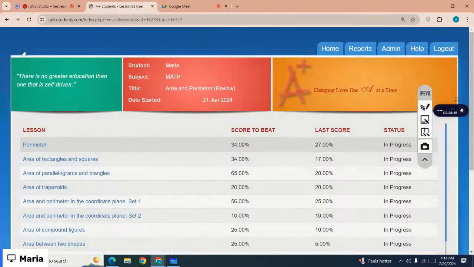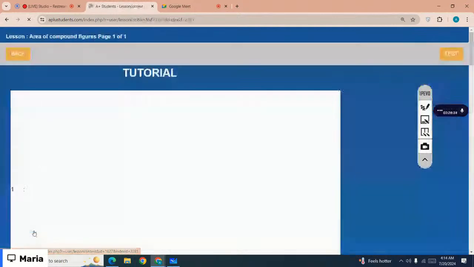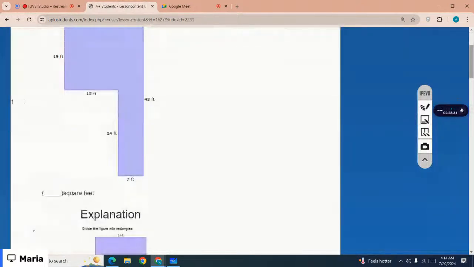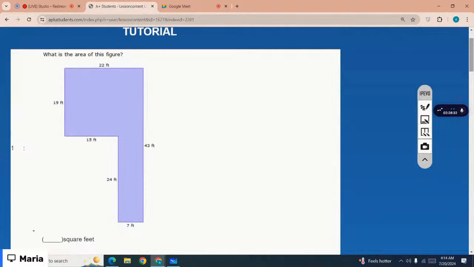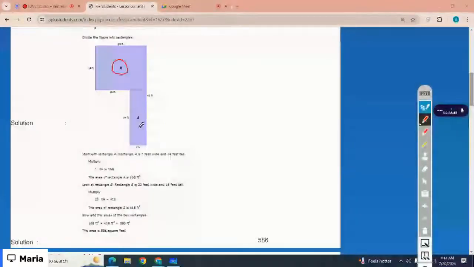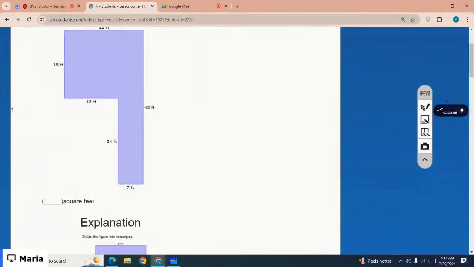The next lesson is area of compound figures. Let's just start the next lesson. Okay, what is the area of the figure? So how do we calculate the area of compound figures? We divide the figure into smaller figures and then we can calculate. Like for this, into two shapes. This one is A and this one is B. Now you can calculate the area of each one and add them, right? Let's just start with the test questions.